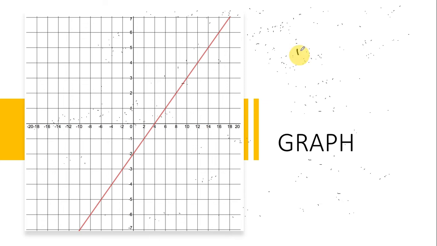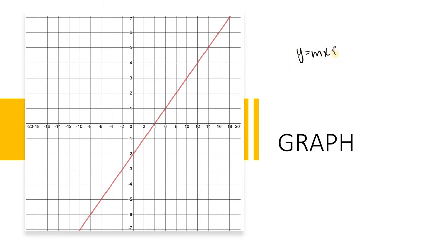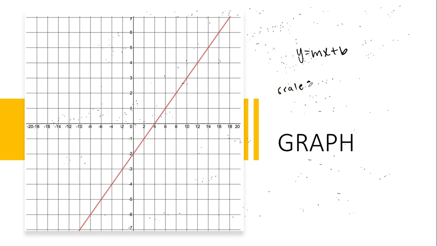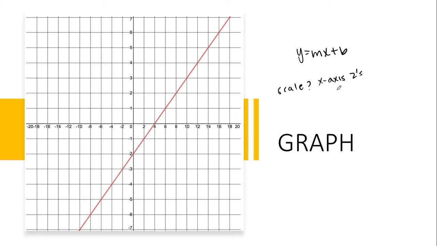So y equals mx plus b. First thing is, what's the scale? What is it going by? Well, the x-axis is going by 2's. But the y-axis, 1, 2, 3, is going by 1's. So x-axis is going by 2's. Y-axis is going by 1's.